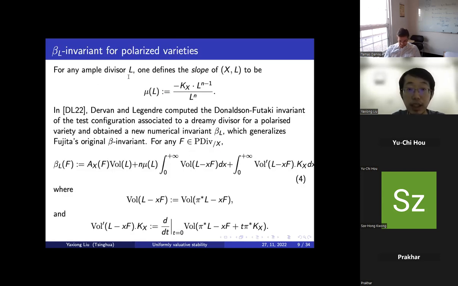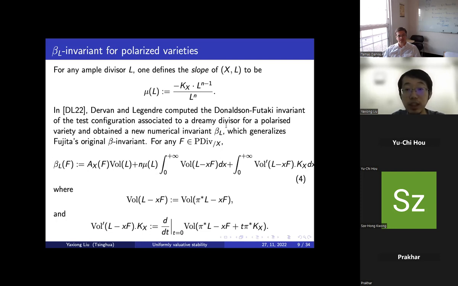For an ample divisor, some people define the slope of the polarized variety as mu L, as the intersection (-K_X · L^{n-1}) over the volume of L. In this paper, Dervan and Legendre compute the Donaldson-Fujita-Li invariant of the test configuration associated to a dreamy divisor for a polarized variety and obtain a new numerical invariant beta, which generalizes Fujita's original beta invariant.